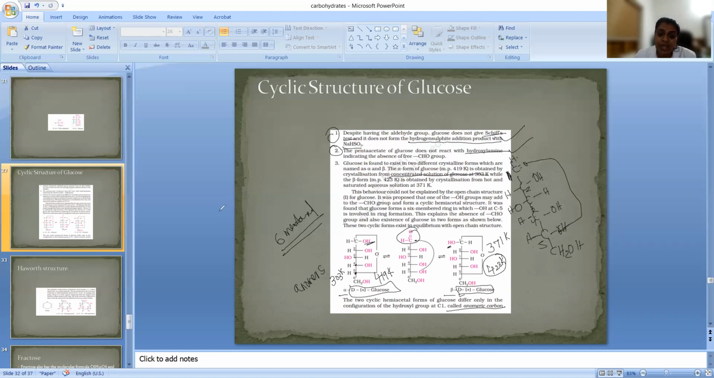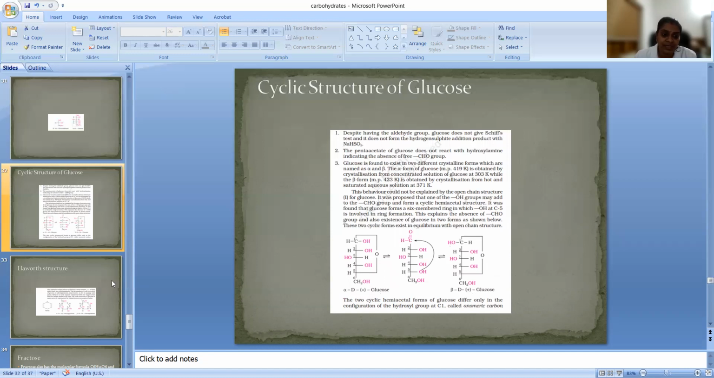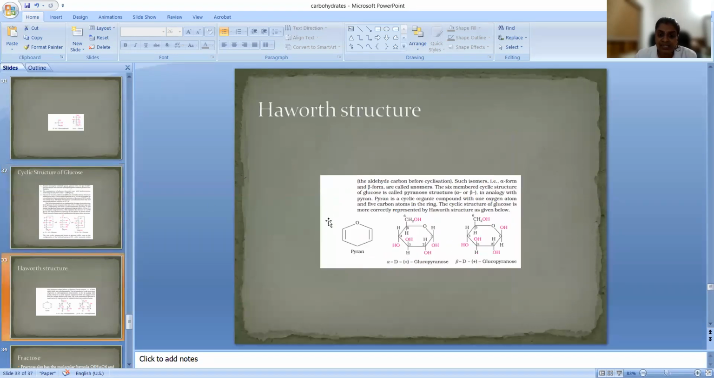Actually, this glucose exists in a 6-membered ring, a 6-membered ring consisting of oxygen. This is called a pyran. So the structure of glucose will resemble pyran, so it is called a pyranose structure. That is the pyranose structure put forward by Haworth, and it is also called the Haworth structure. So how will we write the pyranose structure? It is the structure which resembles pyran.